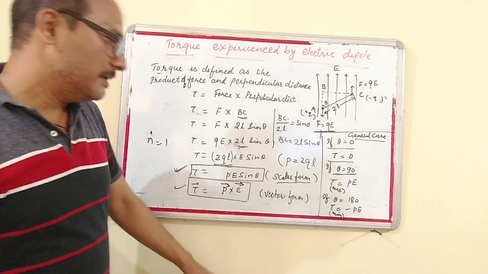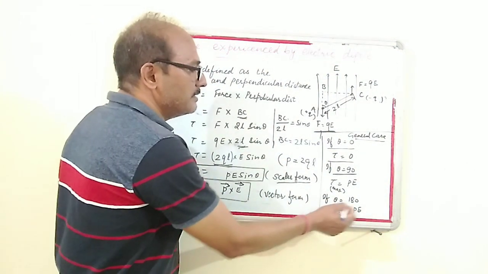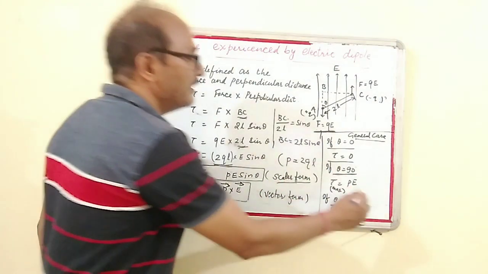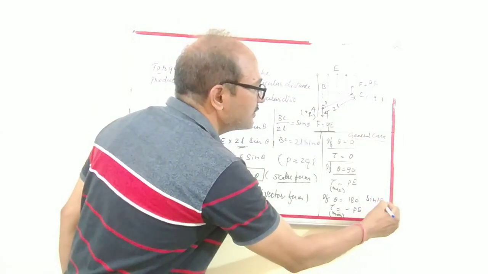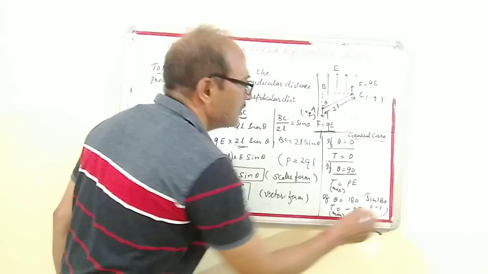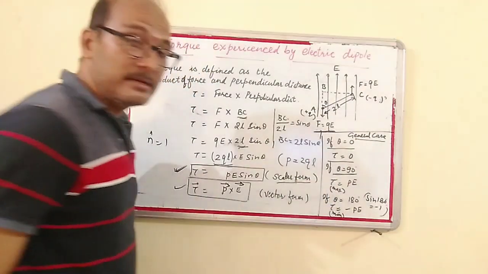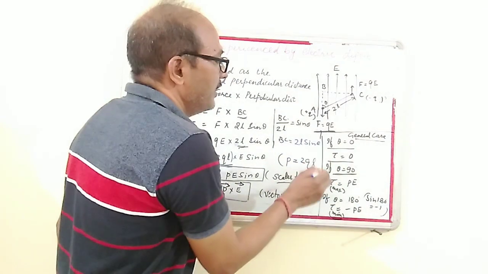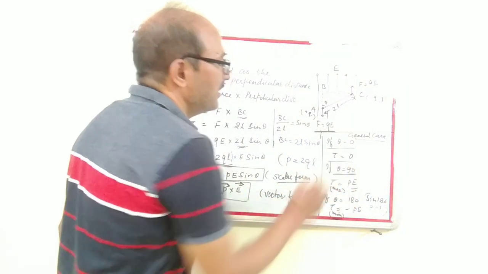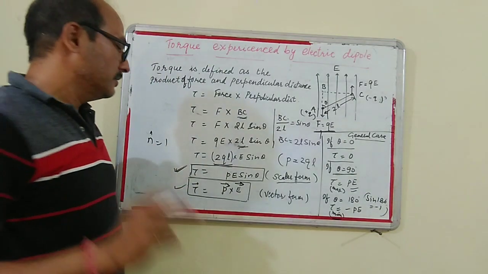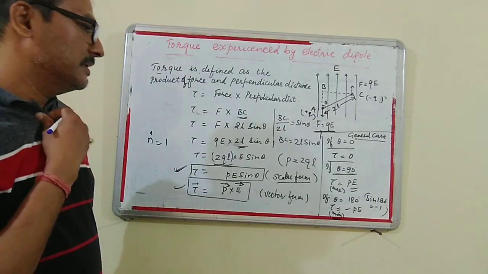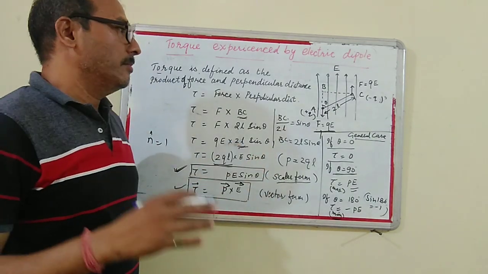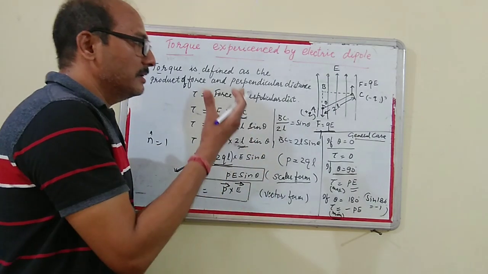Another condition is if theta is 180 degrees. Then sine 180 is 0, so tau equals 0. The torque is minimum at 0 and 180 degrees, and maximum when the dipole is placed at 90 degrees. So in these cases, remember that the maximum torque is experienced by the dipole at 90 degrees.